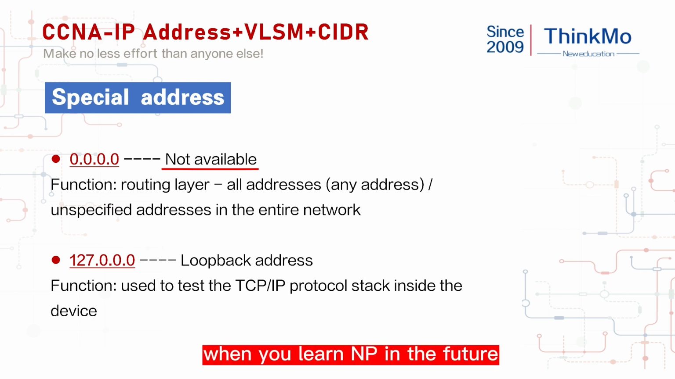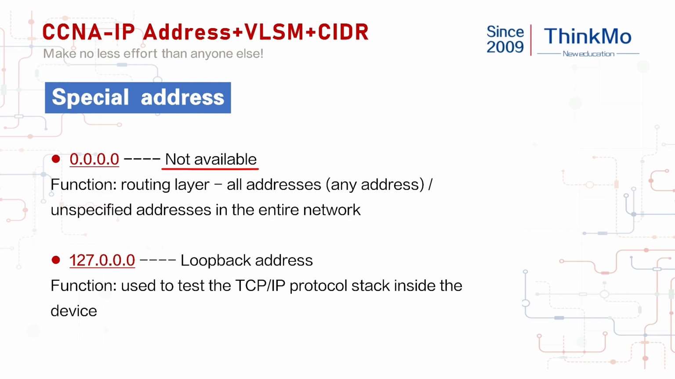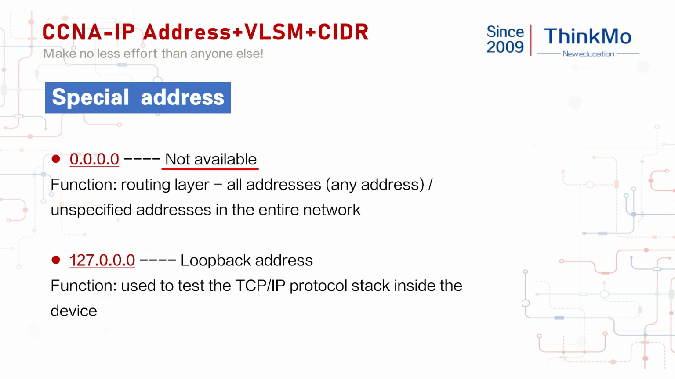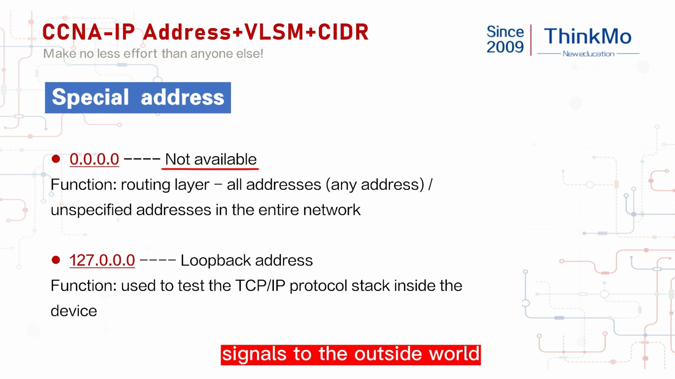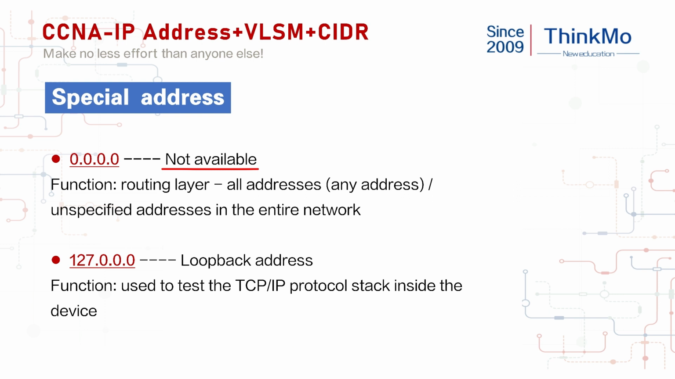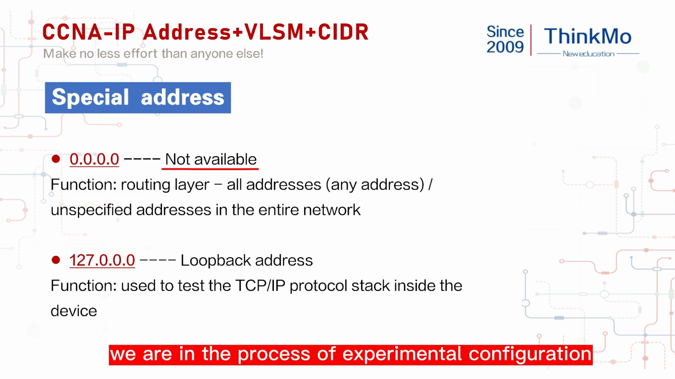When you learn NP in the future, we'll learn something: port mirroring. When you are in the project, when actually capturing packets, you can use port mirroring to get the real message. For example, now this is a device. There are multiple interfaces on the device. For the interface, it always transmits electrical signals to the outside world. Then we can use another port to enable port mirroring, and you can capture the data that is actually sent. In the future, we are in the process of experimental configuration.